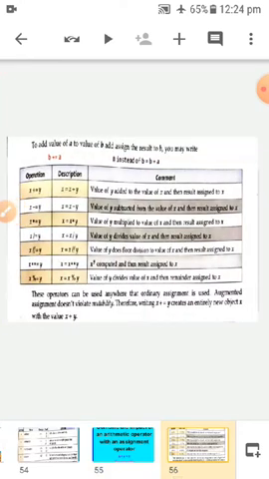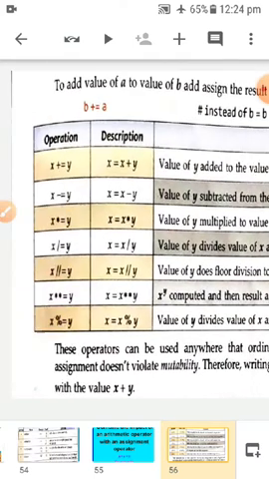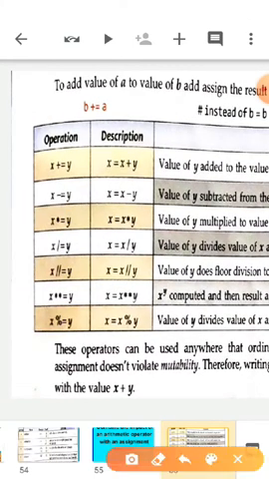Okay, now a big chart is there. So what is the meaning of that? Again, let's see. X plus equal to y means x is a variable in which the result is going to be stored, x plus y. X minus equal to y means x is a variable in which the result is going to be stored. First x is subtracted by y, after that whatever result you are getting is going to be stored in the x.